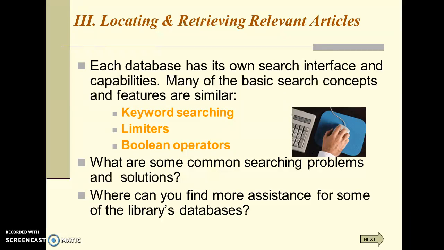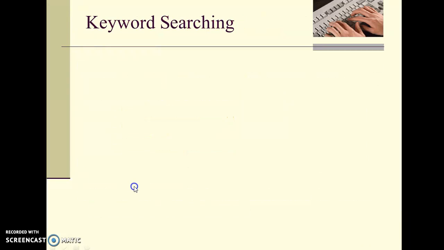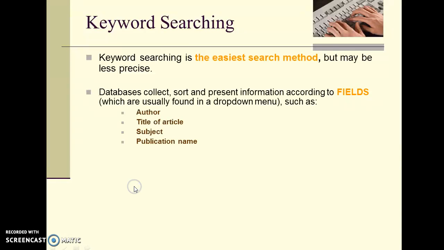Where can you find more assistance from some of the library's databases? You can go onto the library website, and they have different information that they've published for you. And you can also talk to the librarians. There's lots of different ways that you can get help. So keyword searching is the easiest search method, but maybe less precise, but that's what I really want you to use for our purposes: key search words.